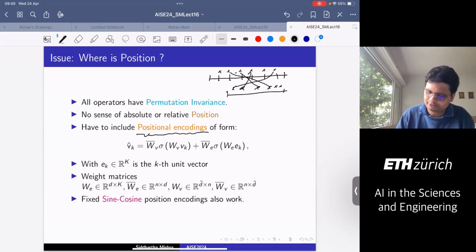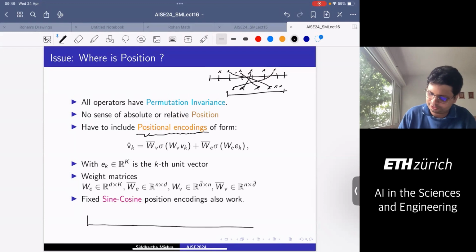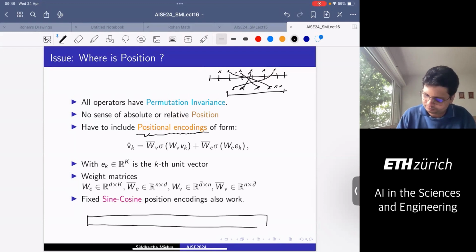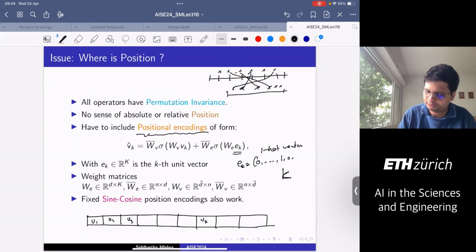So remember, let's try to think in terms of tokens. So we have no sense of position now. So all of these are position independent, V1, V2, V3, up to Vk, and so on. So now we have a k dimensional input space, right? K number of tokens, and we have no sense of position. So what do we do? We introduce a sense of position by introducing the basis vectors, Ek. So these are the so-called one-hot vectors. So Ek is going to be 0, 0, 0, 1, 0, something like this.